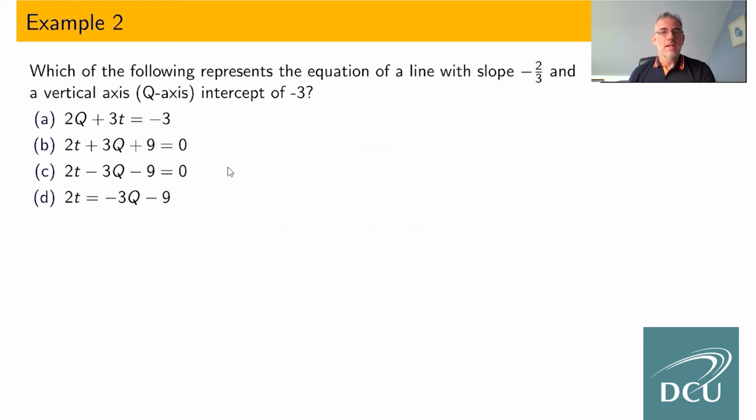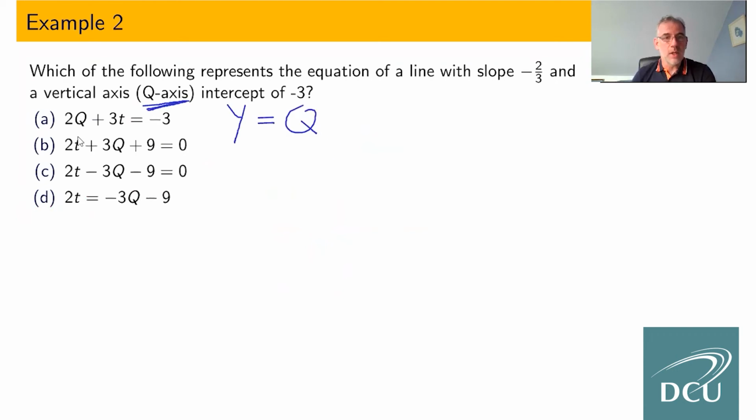Okay, our second question is asking us to identify which one or ones of these equations represent the line that has slope minus 2/3 and vertical axis intercept. So the y-axis, what is just called the q-axis in this case, the intercept is minus 3. Kind of hidden in the question is the idea that q is the y variable in this example.